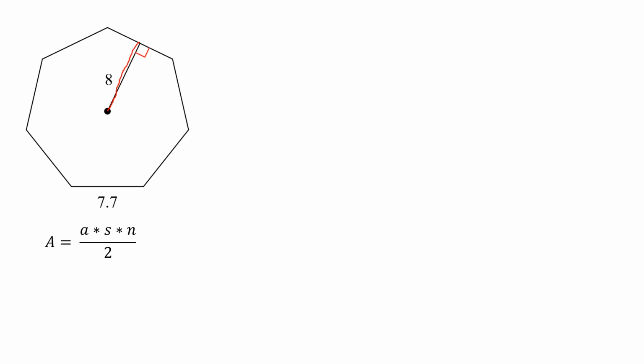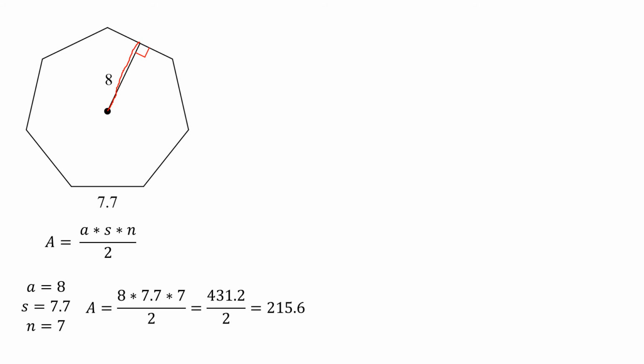So we know the apothem is 8. We know that the side length is 7.7. And we know the number of sides is 7. There are 7 sides in this figure. So we have to have all 3 of those numbers in order to begin. If I do 8 times 7.7 times 7, I multiply the top first, 431.2, then divide by 2, and I get 215.6.